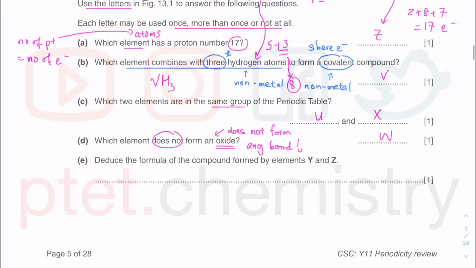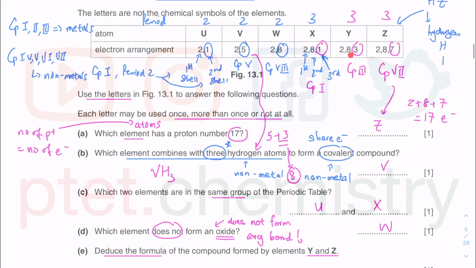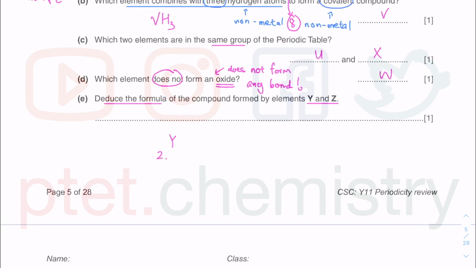Last but not least, deduce the formula. You want the formula formed between Y and Z. So Y is 2,8,3, Z is 2,8,7. This is group 3, so we can consider it as a metal. This is group 7, a non-metal. So essentially we can be thinking about ionic bonding.